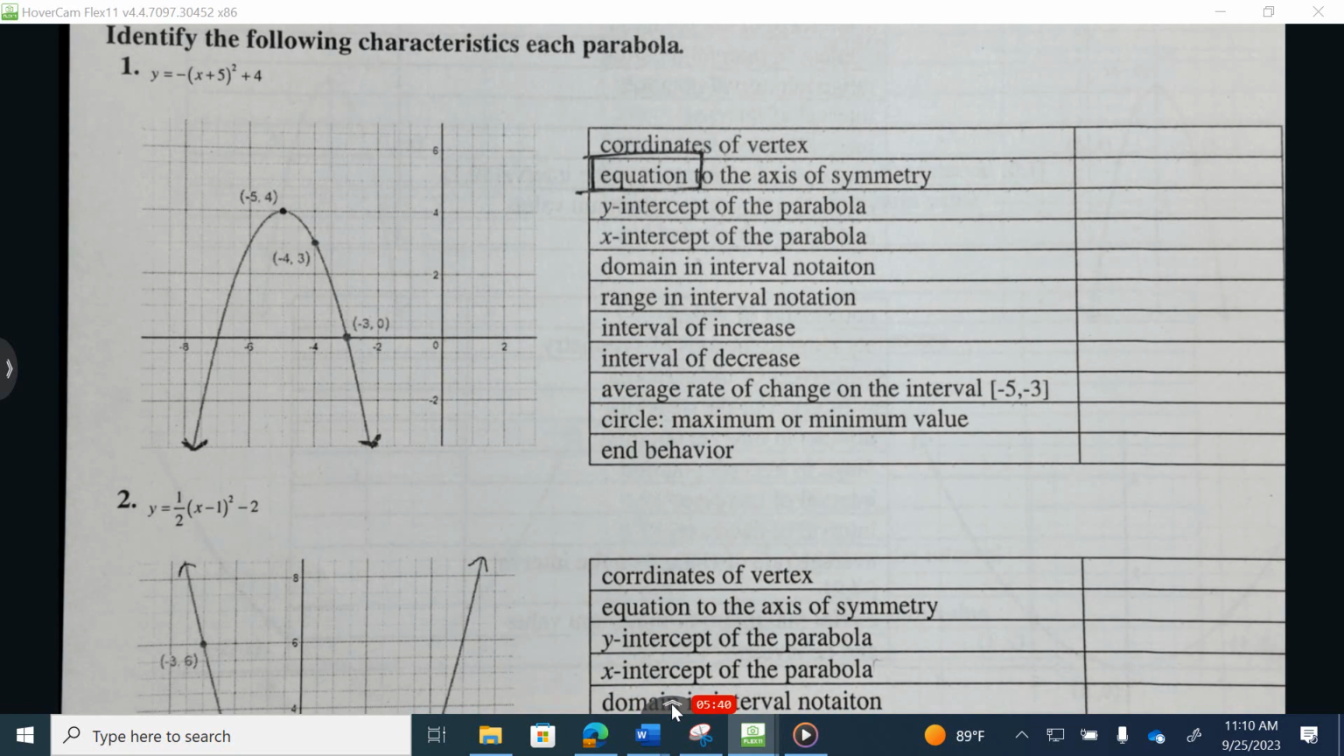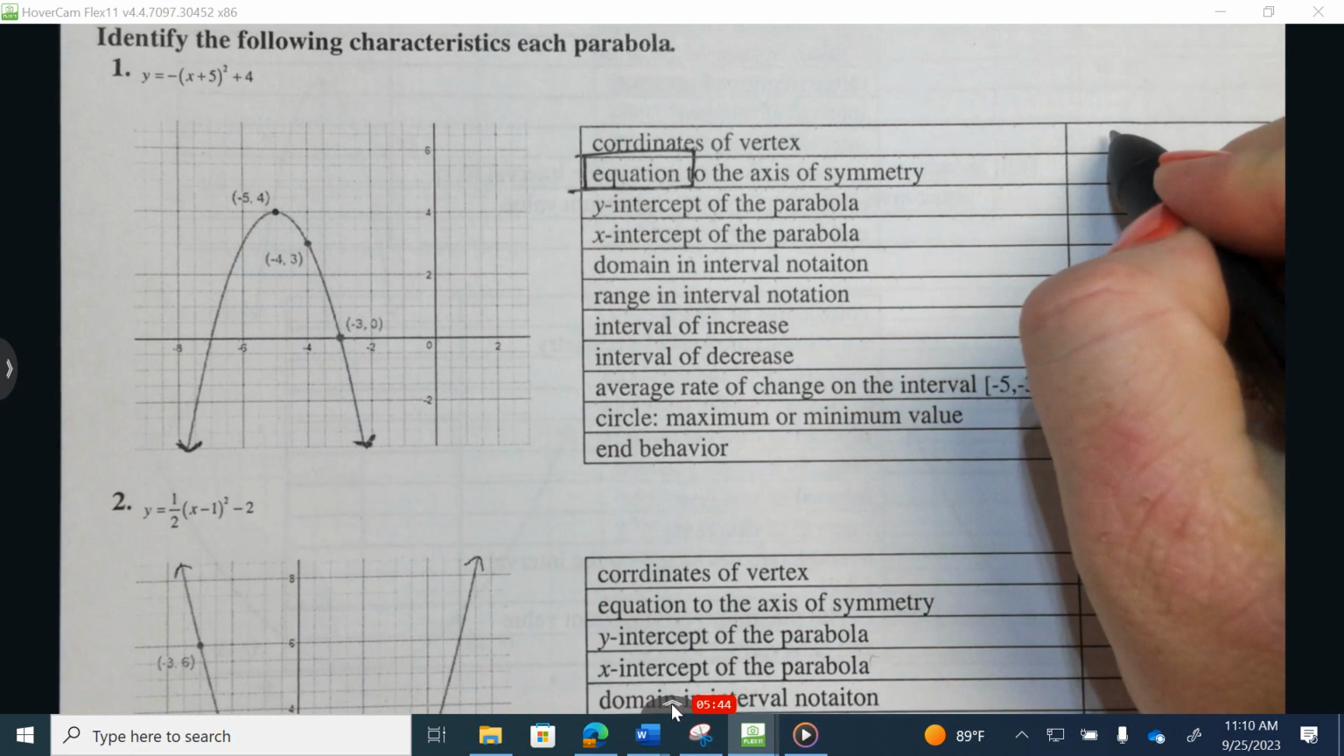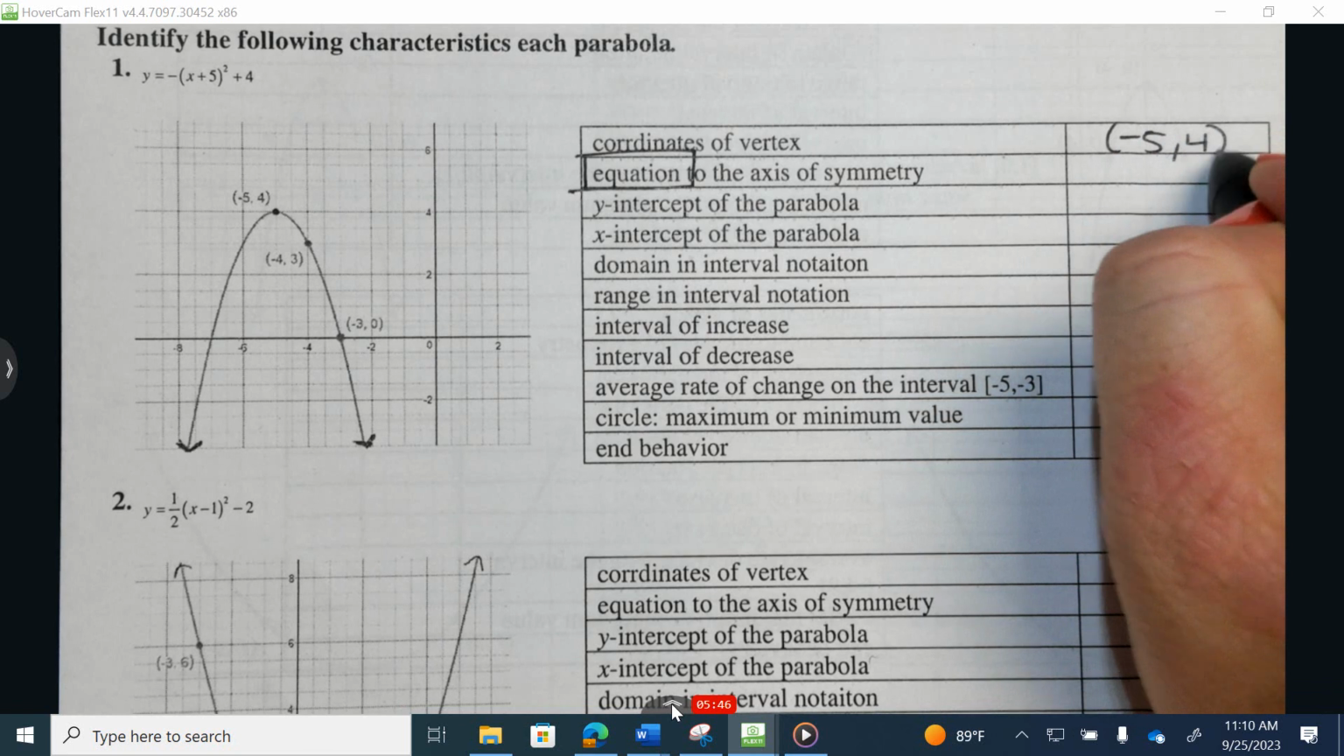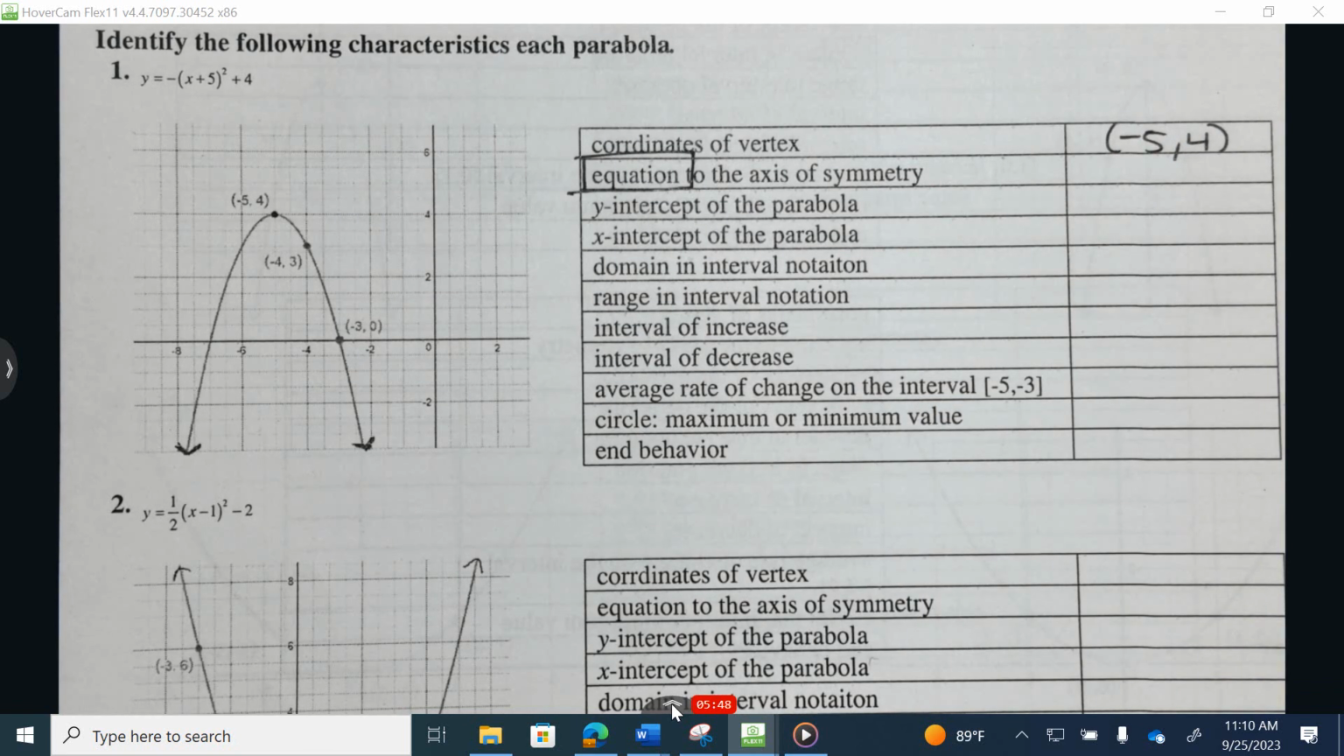So to start this, we are going to start with the vertex. It's just very easy. It's given to us, negative 5, 4. The one mistake I often see students make is they forget to use parentheses. That's done now. We're good. Now, we want to write an equation of the axis of symmetry.